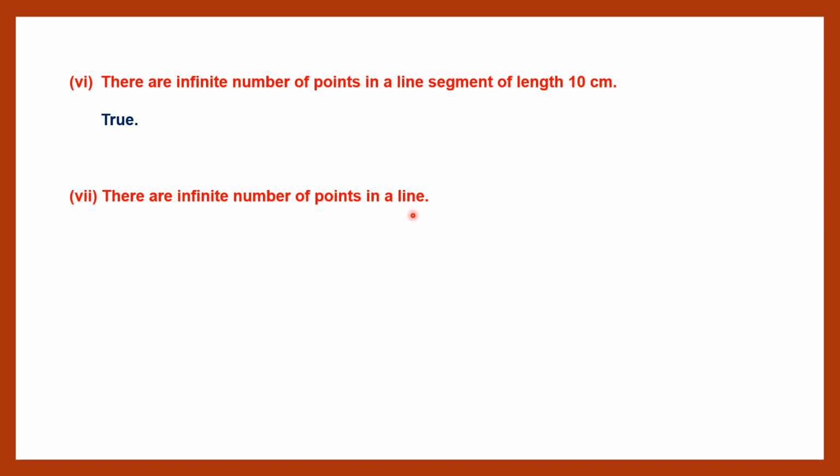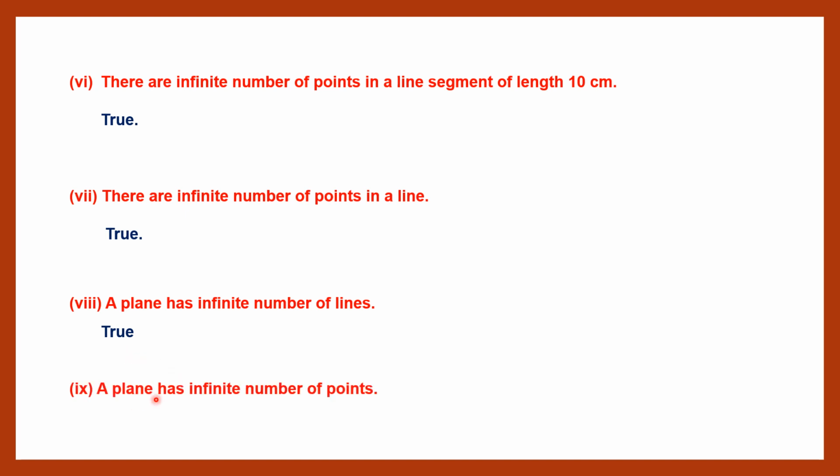There are infinite number of points in a line. Suppose you take a line, it goes on endlessly, isn't it? So definitely there are infinite number of points. Statement is true. A plane has infinite number of lines. Suppose you take this slide as a plane. There are many lines here. You can draw many lines. So we say there are infinite number of lines in a plane. Statement is true. A plane has infinite number of points also. Here we said a plane has infinite number of lines, and we know lines have infinite number of points. So therefore, a plane has infinite number of points. Statement is true.